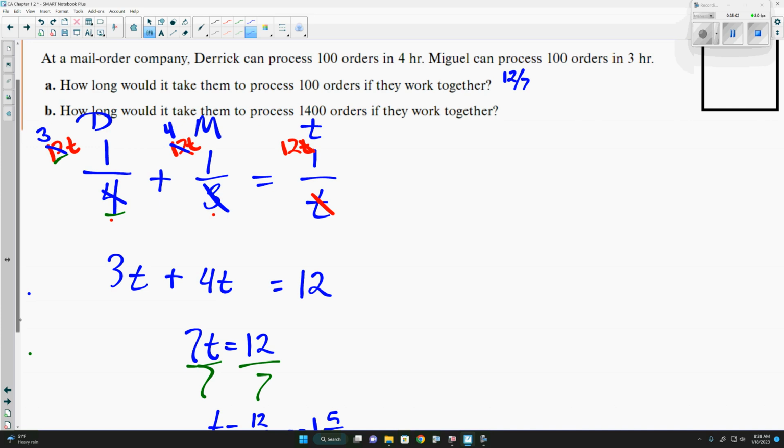Now we need to see how long it would take them to process 1,400 orders if they work together. So there's different ways we can go about it. One of them, we can go about solving it. Or how long does it take them to do an order of 100? So how many orders would make up the 1,400? 14. So what can we do? We can say 12/7 times 14.